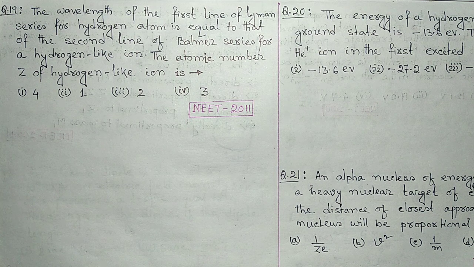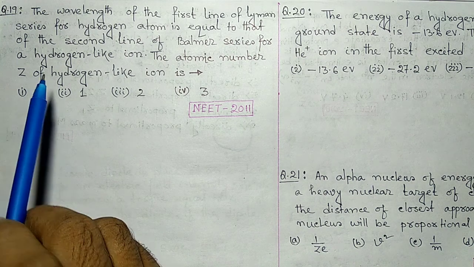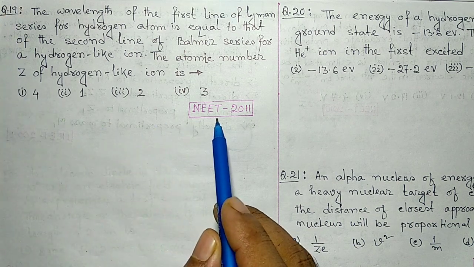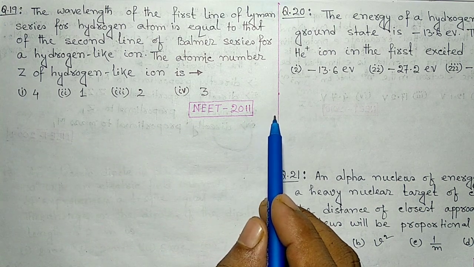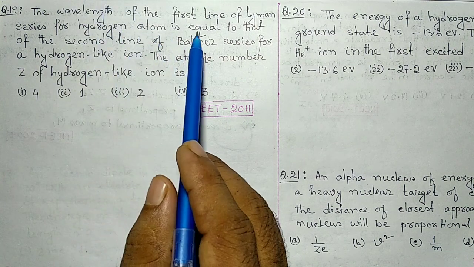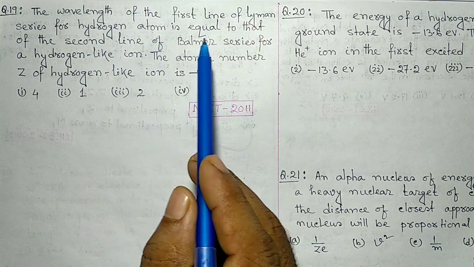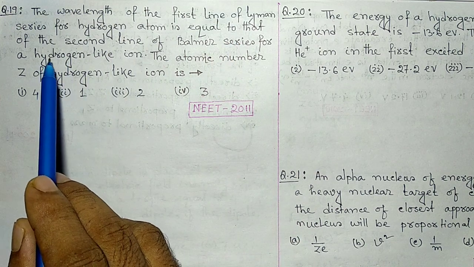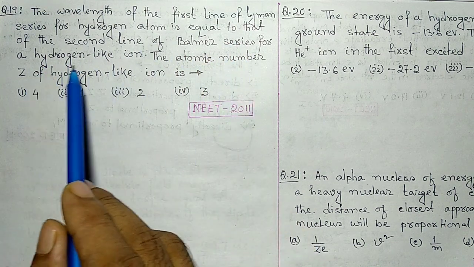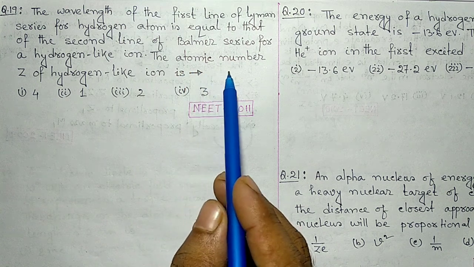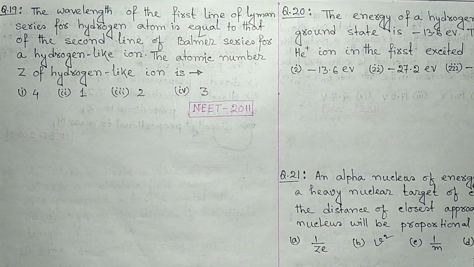Today our topic is NEET previous year solution on atomic physics. Today we are going to discuss from question number 19. This question is asked in NEET 2011. The question is: the wavelength of the first line of the Lyman series for hydrogen atom is equal to the second line of the Balmer series for a hydrogen-like ion. The atomic number Z of the hydrogen-like ion is?